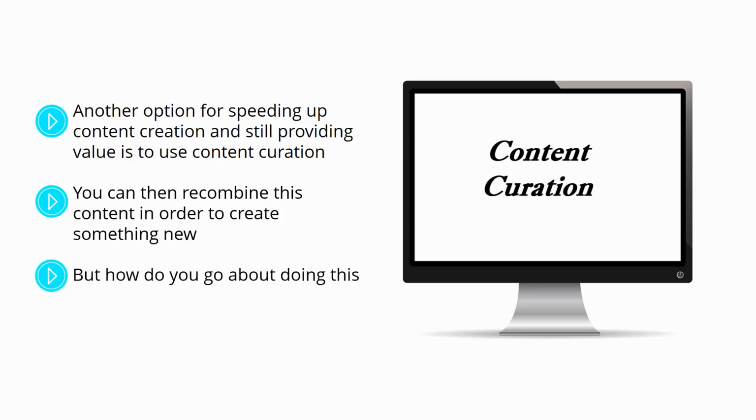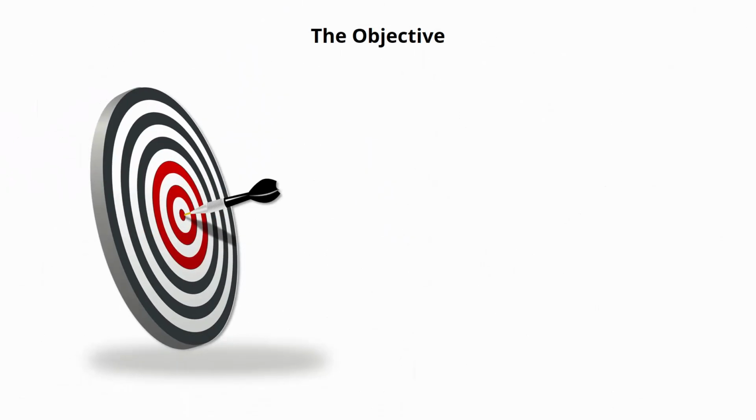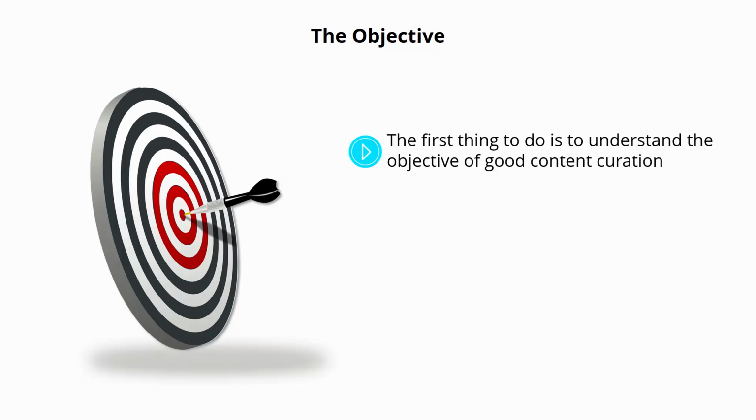But how do you go about doing this? And how can you make it a quick process without risking making your post less interesting or useful for your readers? The objective. The first thing to do is to understand the objective of good content curation.